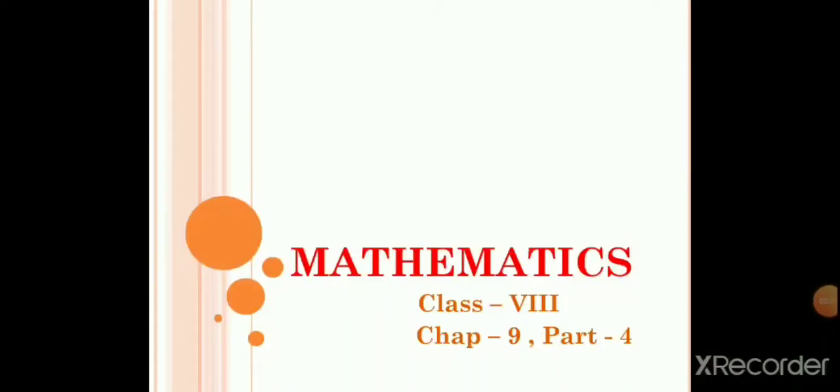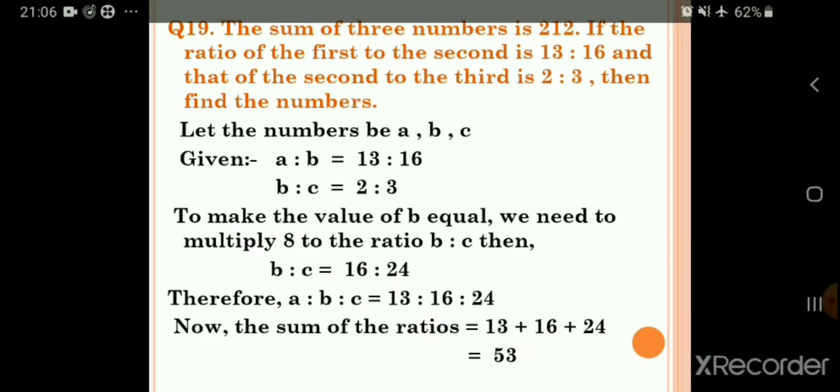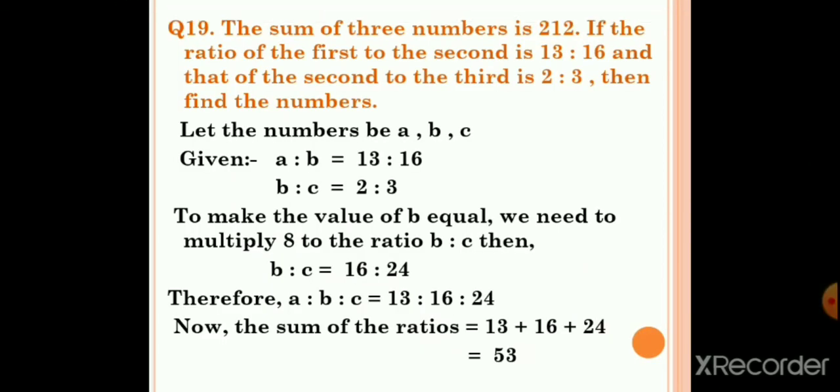This is the fourth part of chapter 9, that is ratio and proportion, and in this part we are going to start from question number 19 of exercise 9A. So let's start with the question. The sum of three numbers is 212. If the ratio of the first to the second is 13:16 and that of the second to the third is 2:3, then find the numbers.